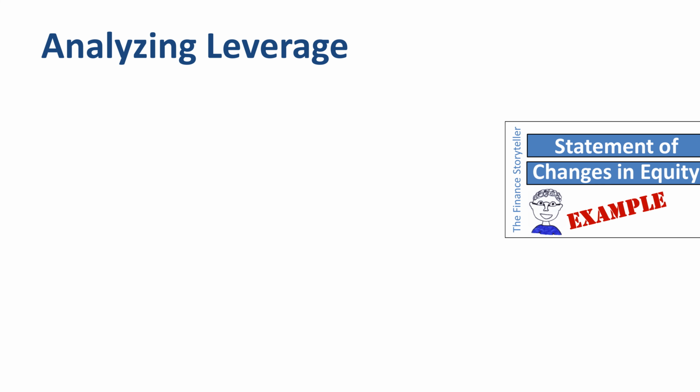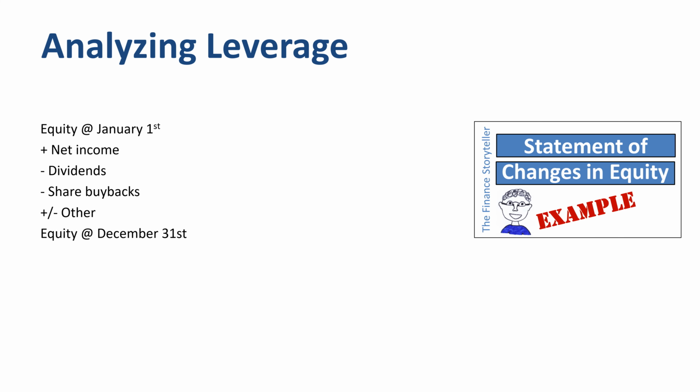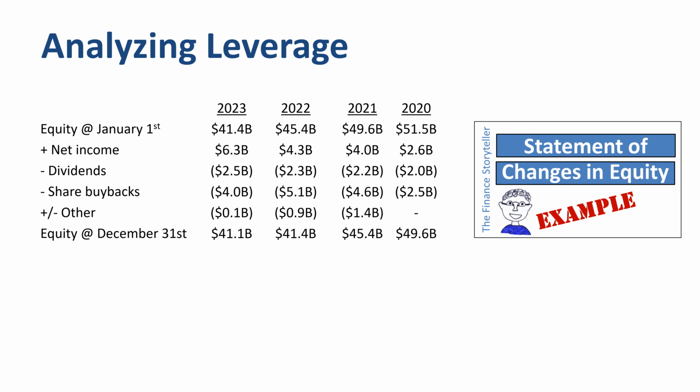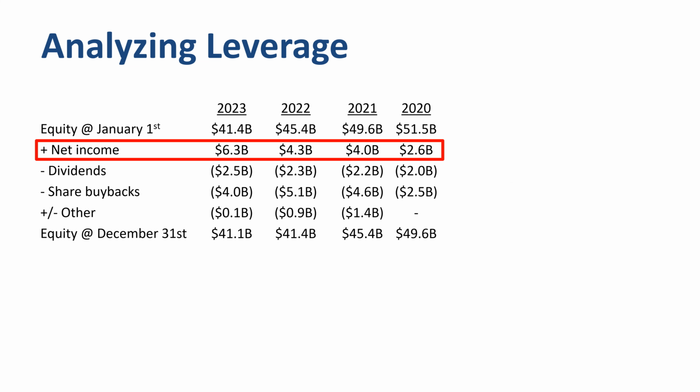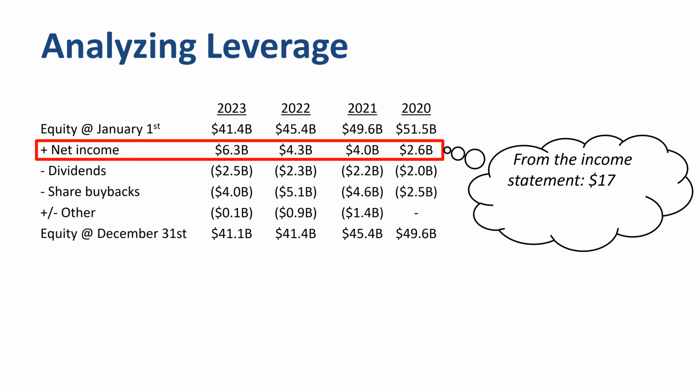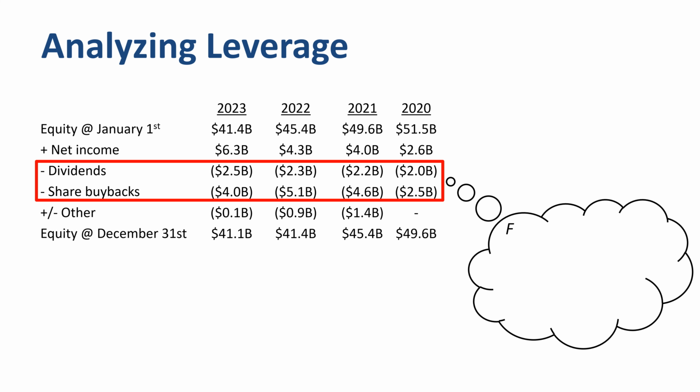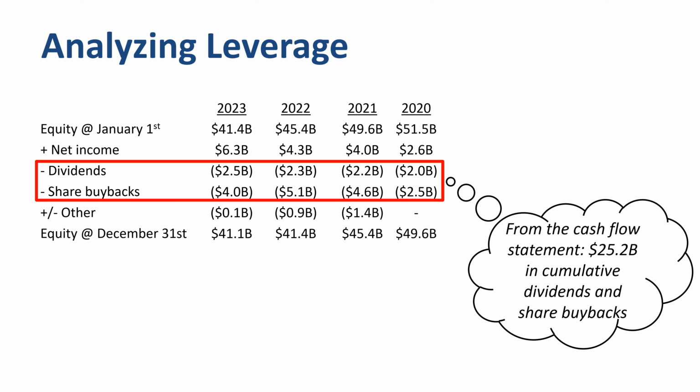This is where the statement of changes in equity comes in nicely. It provides a walk from the opening balance of equity for the year at the top to the closing balance at the bottom. A positive net income makes equity go up, while dividends and share buybacks make it go down. In the case of Linde, over these 4 years, $17.2 billion in cumulative net income has been added to equity, a number we can also find in the income statement. Over the same period, $25.2 billion in cumulative dividends and share buybacks has been deducted from equity, numbers we can also find in the cash flow statement.